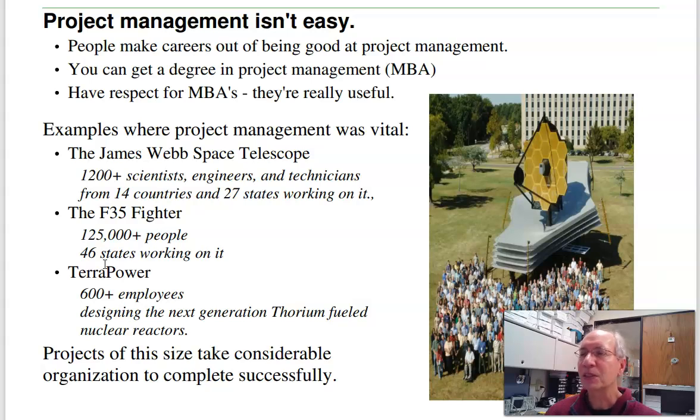And to give an example of some projects that really needed project management, one is the James Webb Space Telescope. That project had 1,200 scientists and engineers and technicians spread across 14 countries and 27 states. Something that large, you've got to have some organization to get everybody working together. The F-35 fighter had 125,000 people working on it in over 46 states.